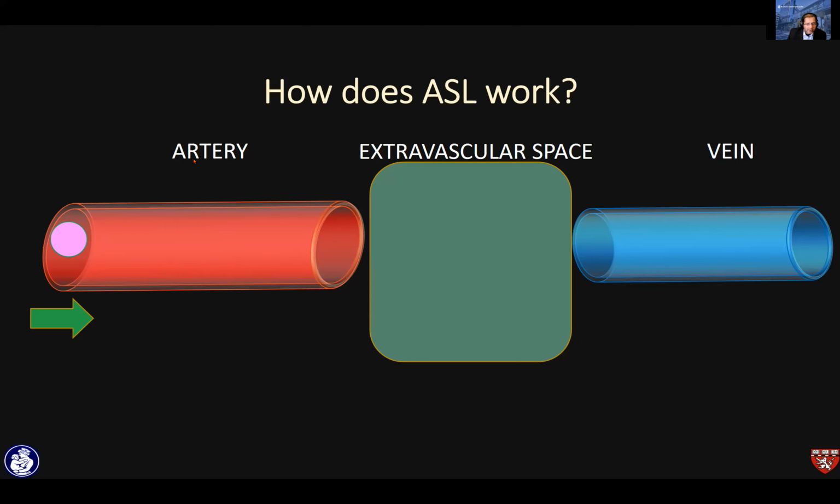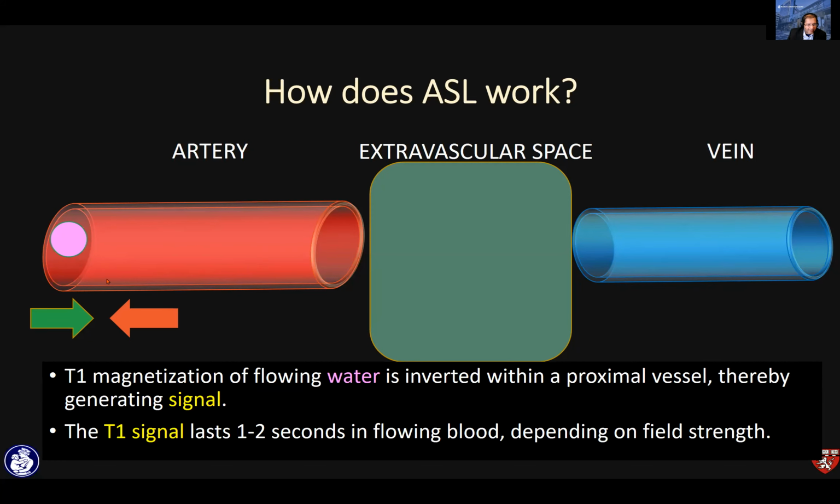So how does ASL work? Think of this as an artery here, and you have the blood flowing through here, and the T1 magnetization of the flowing water, that's the water in the bloodstream, is inverted within the proximal vessel. So here you have magnetized this flowing water, it inverts the magnetization and generates a signal. And now the T1 signal lasts about 1 to 2 seconds in the flowing blood, depending on the field strength.